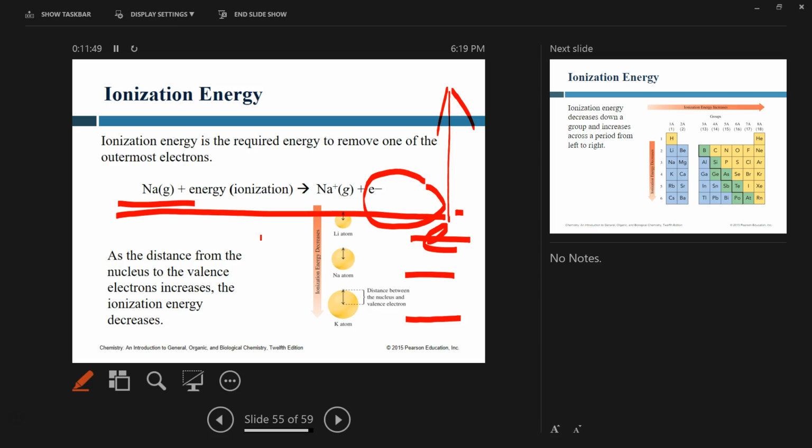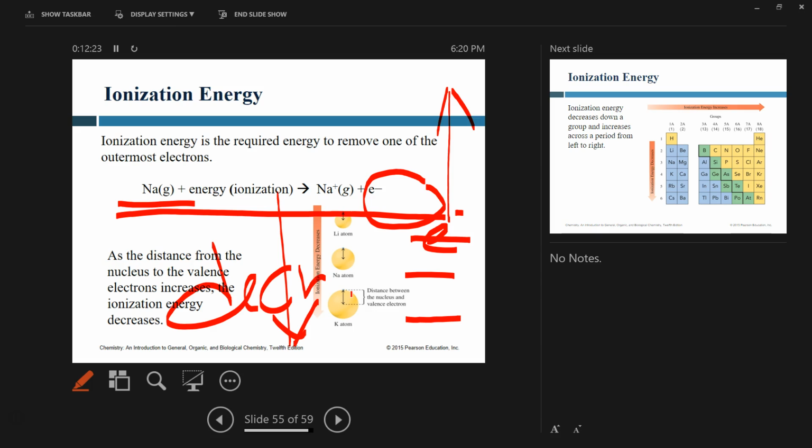since it's barely attached, the ionization energy will decrease from top to bottom of the group. So lithium basically holds on to its electrons much better than rubidium. And that applies to all principal elements. That makes sense?